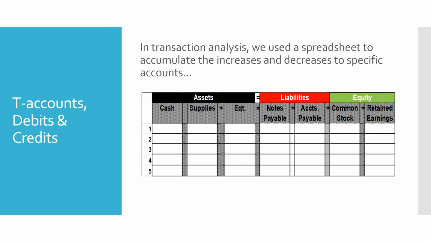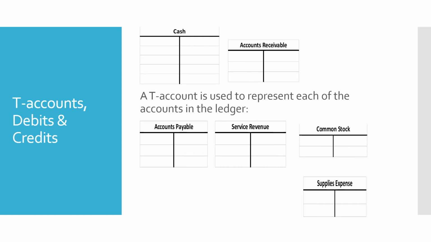In transaction analysis, we used a spreadsheet to accumulate the increases and decreases to specific accounts. In companies' actual accounting systems, they have computerized T accounts to represent each of the accounts in the ledger. So what we're going to do going forward is start talking about debits and credits and how they are used to record activity in the T accounts.